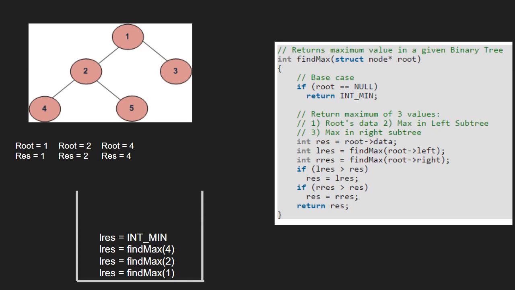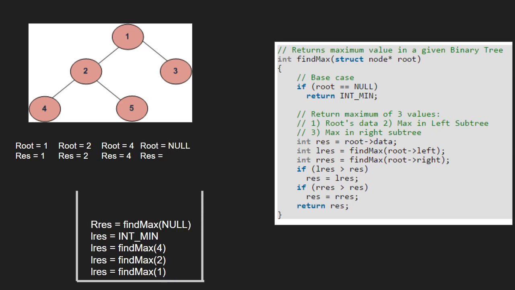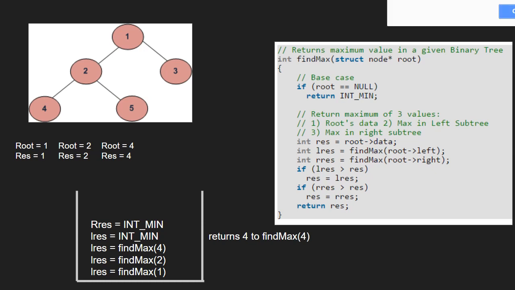Now, we pass the right child of node 4, which is also null. Since root is pointing to null, we again return the int min to our rres. Now, we compare the data of lres and rres and return the max of 2. Since both are equal, we just return res. So, 4 is returned. Now, lres will be equal to 4.